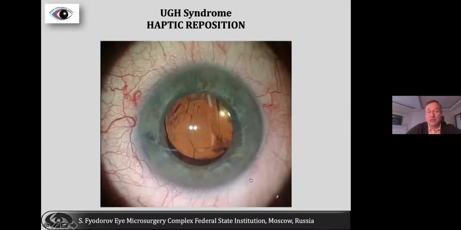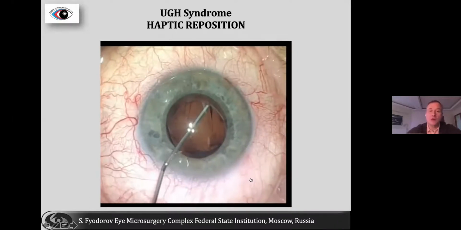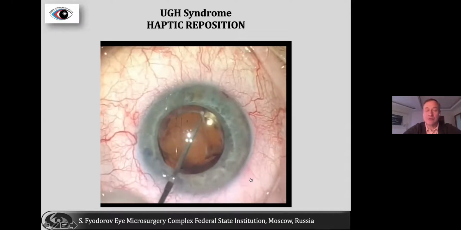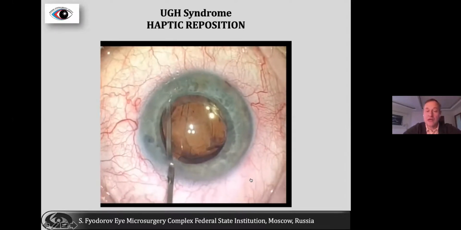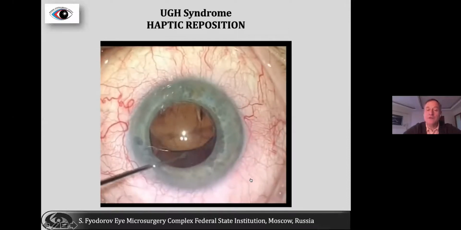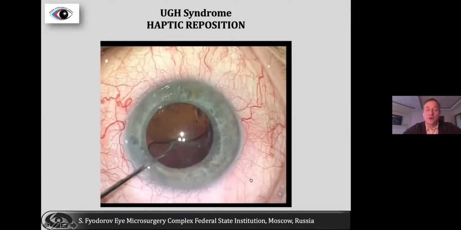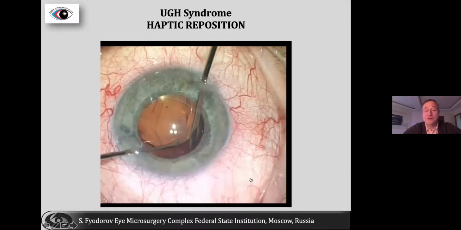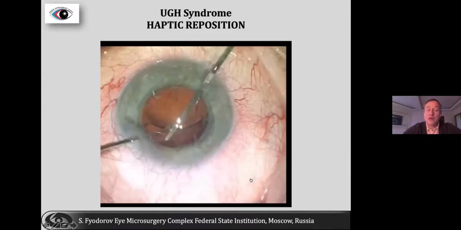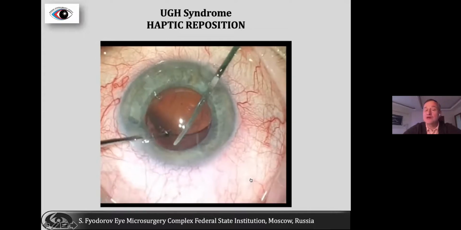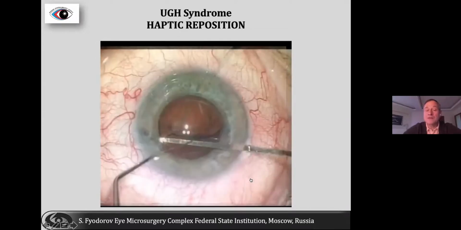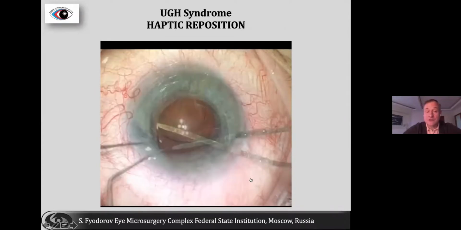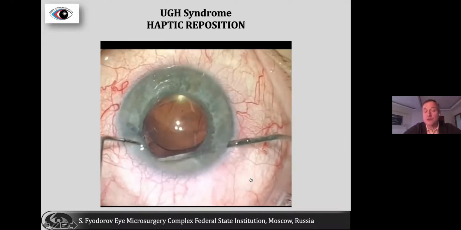This is UGH syndrome, uveitis glaucoma hyphema syndrome, because of improper position of the lens with one optic element located in the capsular bag and the other one in the sulcus. So there are several options here. We can exchange this lens with another one, or we can try to open the bag and implant this optical element into the capsular bag. It's not so easy several years after the primary surgery, which was more than 5 years ago.